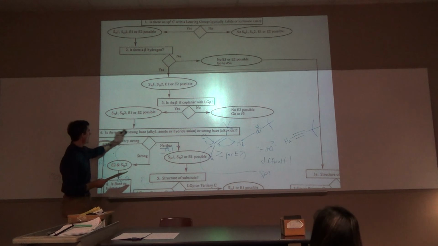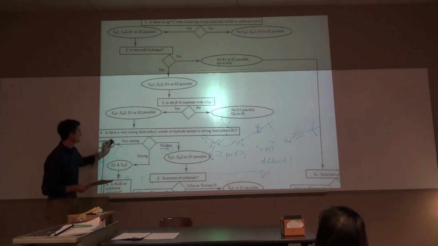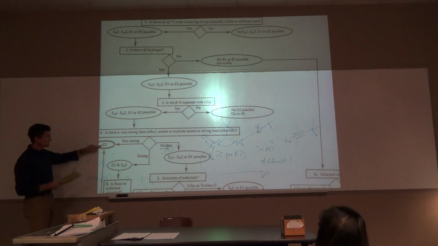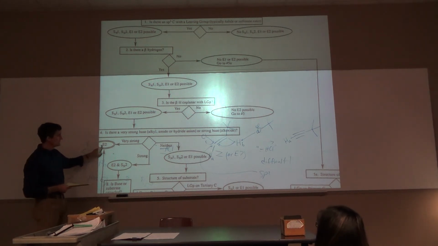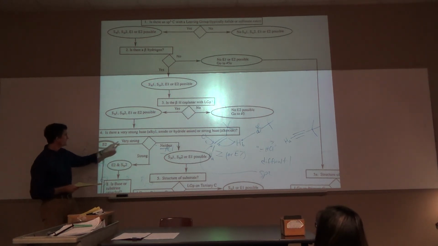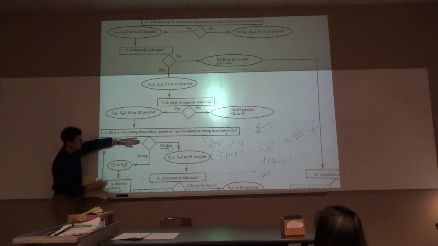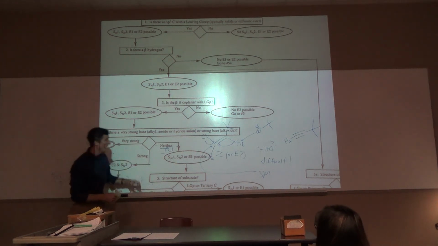Is there a very strong base? If so, they're saying E2. I said it would certainly be bimolecular with something strong. Typically, super strong bases prefer elimination. I didn't really say that, but the diagram says very strong means E2. Strong, what did we say? Bimolecular. E2 or SN2. It's all here.